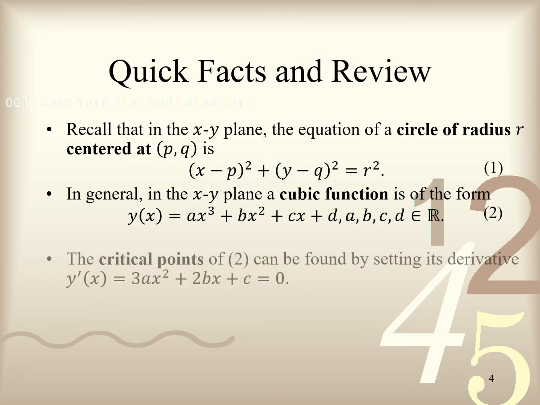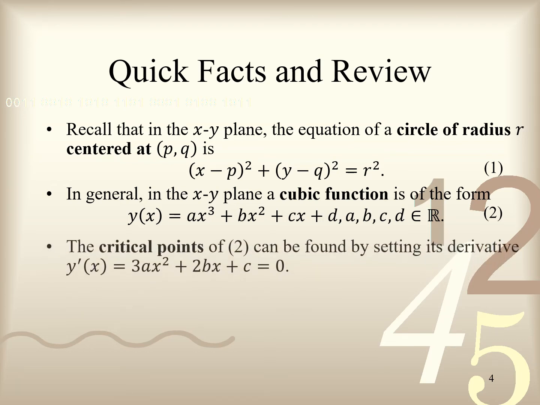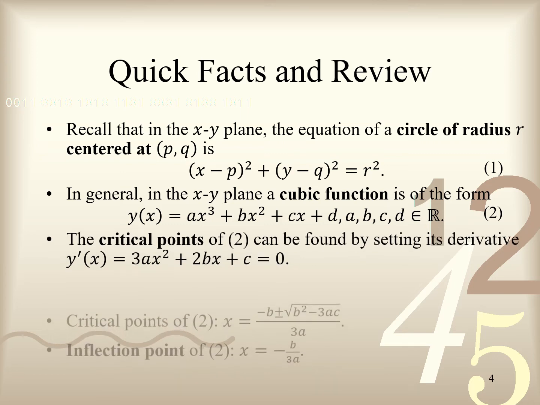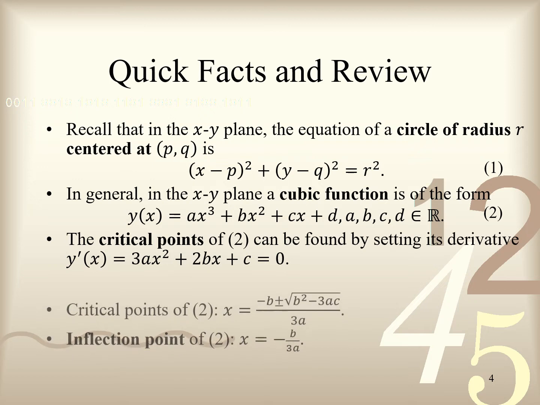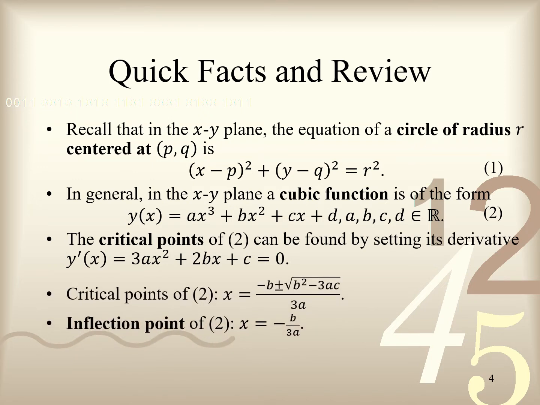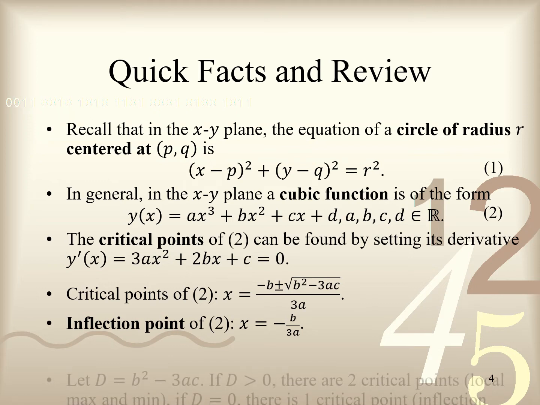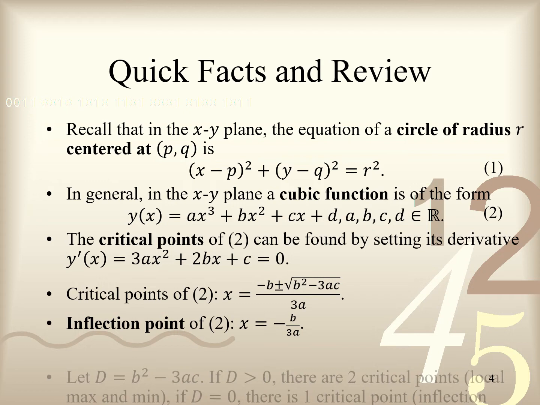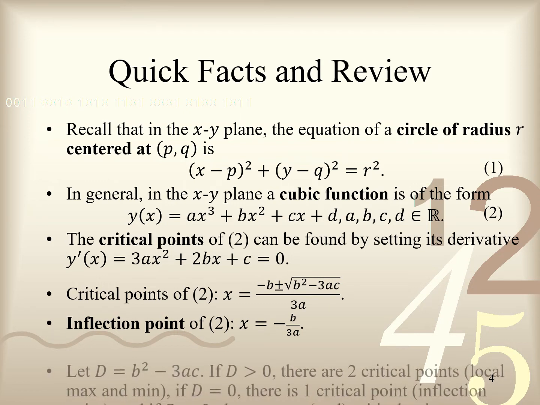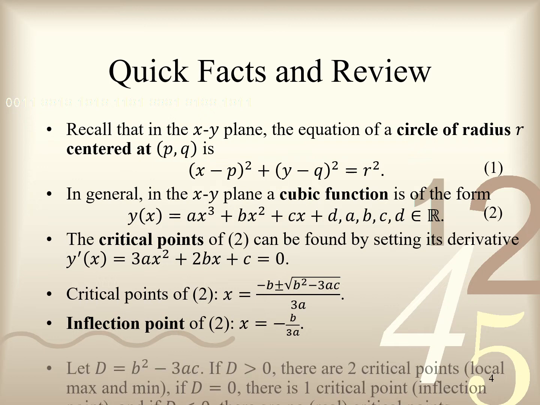The critical points of 2 can be found by setting its derivative equal to 0. Using the quadratic formula, the x-coordinate of the critical points is given by x equals -b plus or minus the square root of b squared minus 3ac, all over 3a. In addition, 2 has a unique inflection point, that is, the point at which the concavity of its graph changes. This inflection point's x-coordinate is equal to the ratio of -b to 3a.